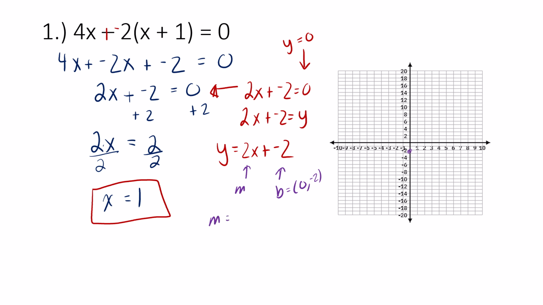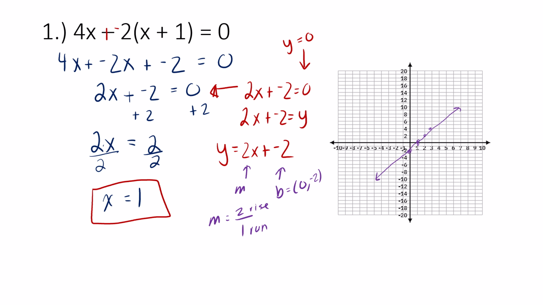And remember, if slope is 2, it's rise over run. And so I can count from my y-intercept up 2 and over 1. So 2 over 1, up 2 over 1. I'm going to do that a couple times just to make sure that this line there, 2 over 1. We can go ahead and connect that.